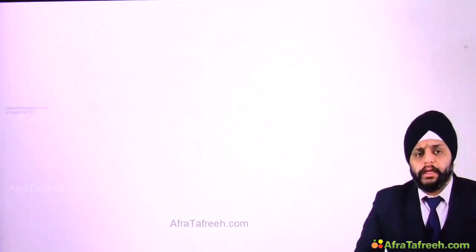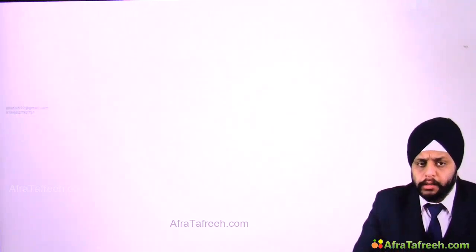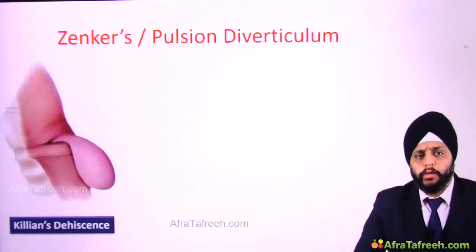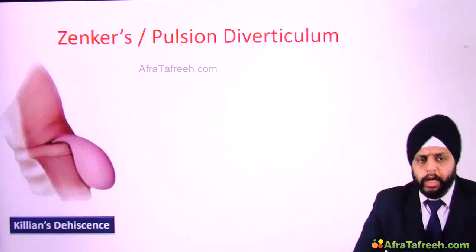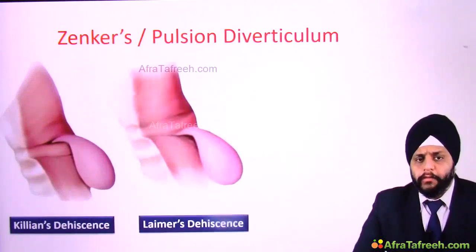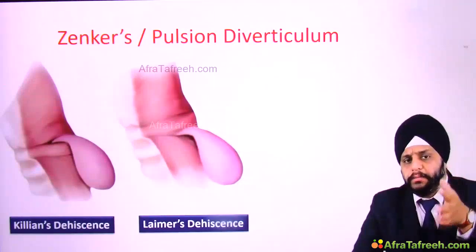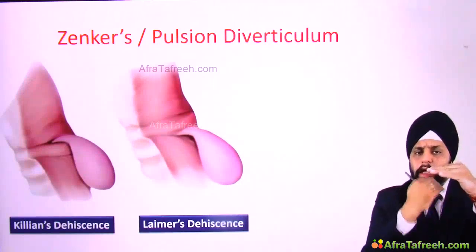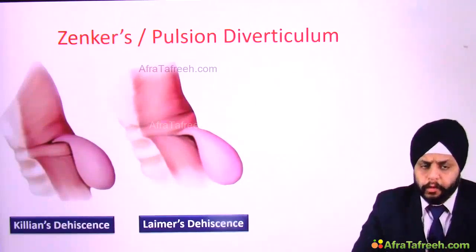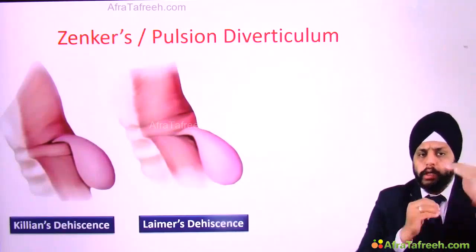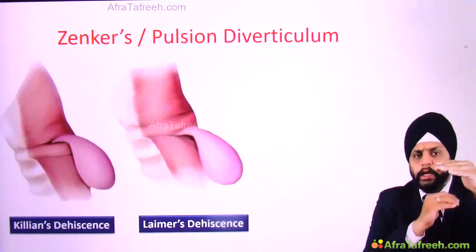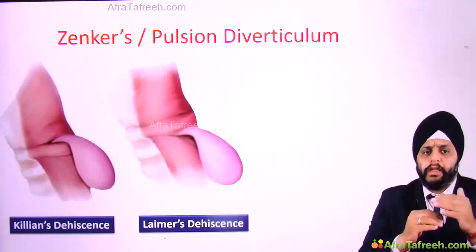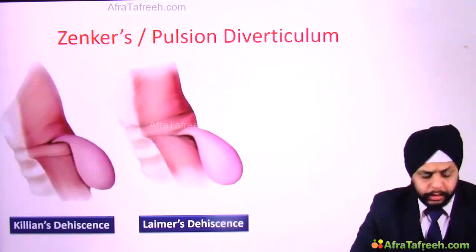We discussed there are three anatomical places of weakness. Number one, I told you, was Killian's dehiscence, most common. Other than that, we can also have a diverticulum at the Lemmus dehiscence. Remember, between the transverse fibers of cricopharyngeus and the uppermost circular fibers of esophagus. So we have anatomical weakness known as Lemmus dehiscence.